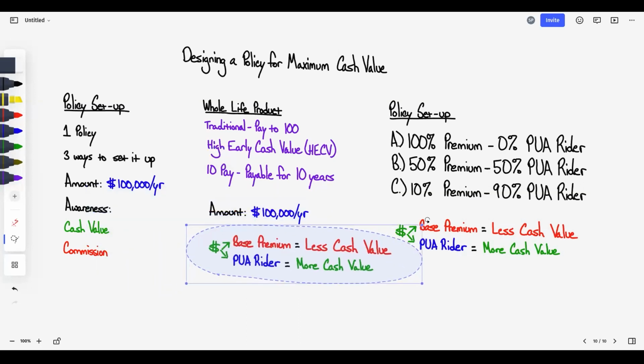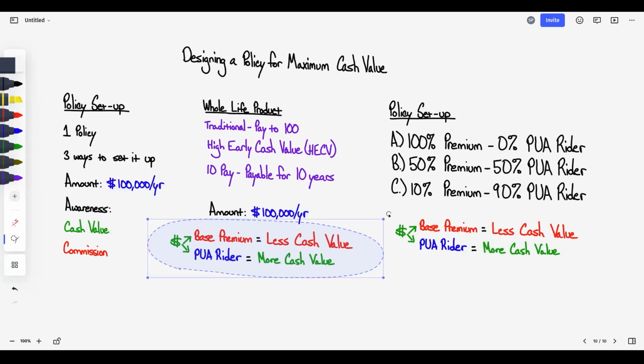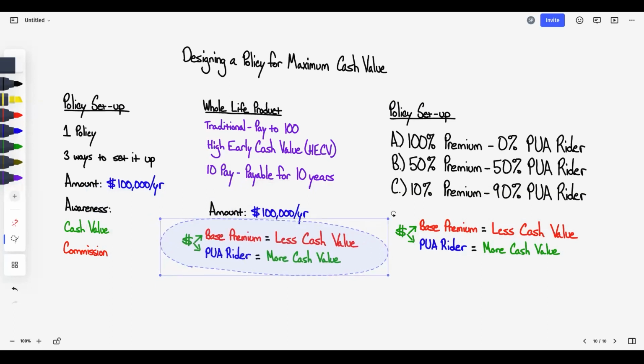However, here's the fun part. You, the policyholder, can actually choose where your money goes. It can go toward the premium or toward this PUA, which again stands for paid up additions rider. Premium dollars result in less cash value. For example, when we look at a traditional policy, what you'll notice is that the premium dollars, when I say less cash value, it's a whole lot less.